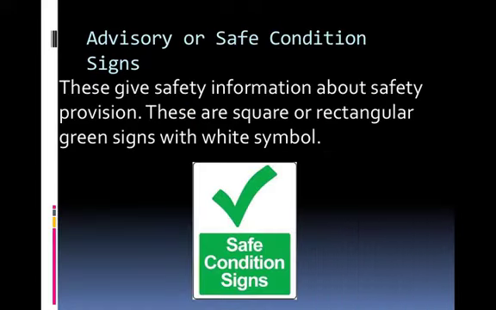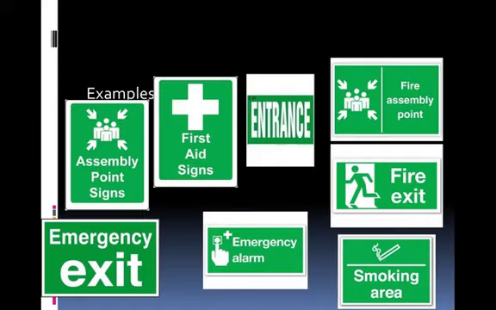And the last but definitely not least, the advisory sign. These signs give information about safety provisions, or what is provided to ensure that we're safe. And these are square or rectangular green signs with a white symbol, or white signs with a green symbol. Same difference. So you have just a few examples right here.